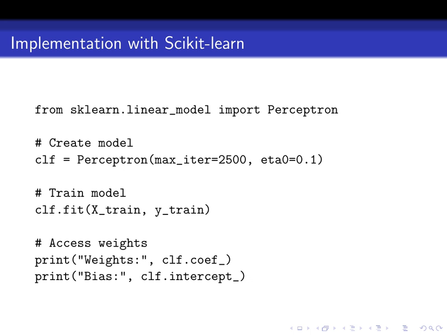Implementing perceptrons in Python is straightforward using scikit-learn. The provided code snippet demonstrates how to create and train a perceptron model using the Perceptron class. It also shows how to access the learned weights and bias after training. This makes perceptron implementation accessible and efficient for practical applications.